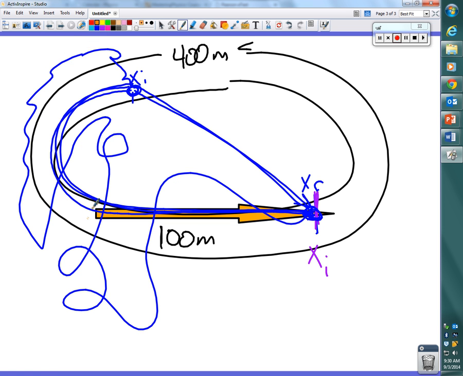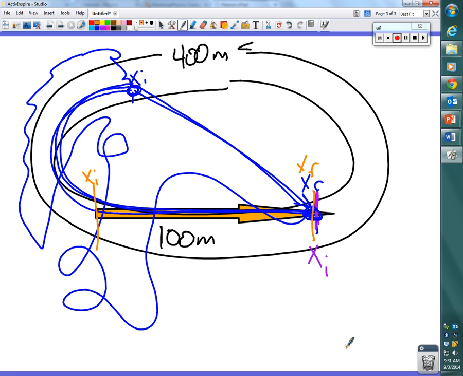The arrow represents the 100 meter, okay? So this is x initial for the 100 meter, and this is x final for the 100 meter. So that's why it's just two dots. The point I'm going to get to with this is that distance and displacement are going to be the same as long as what?